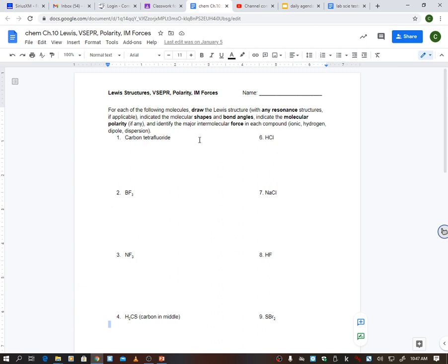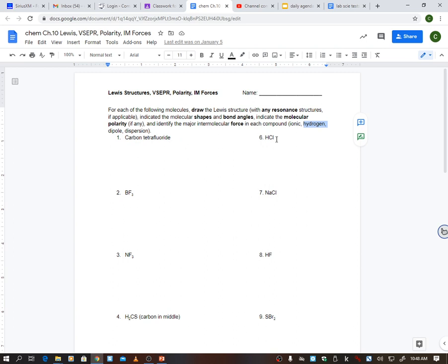Now remember, we haven't done much with hydrogen, but hydrogen is when it is connected to nitrogen, oxygen, and fluorine. So if you have something on here that is hydrogen with one of those three, that right away is hydrogen bonding. You're going to tell me that the force is hydrogen.